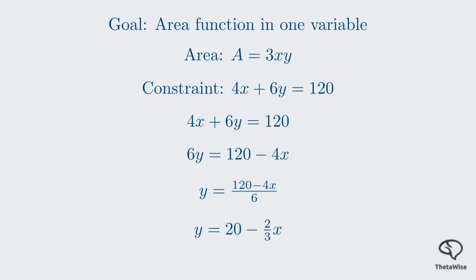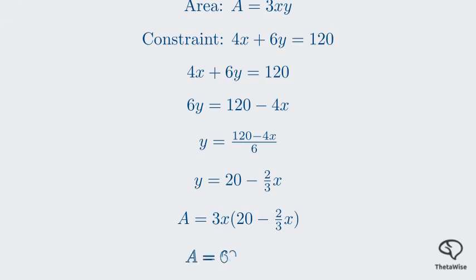Now we can substitute this expression for y into our area equation. A equals 3x times the quantity 20 minus 2/3 x. Distributing the 3x, we get A equals 60x minus 2x squared. This is our area function, A of x, and it's now a simple quadratic in terms of x. We have our area function. Now we can use calculus to find its maximum value.